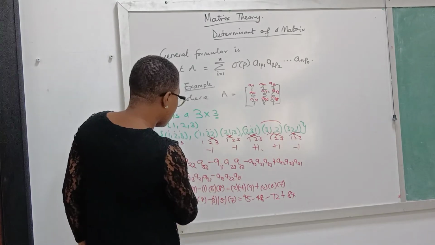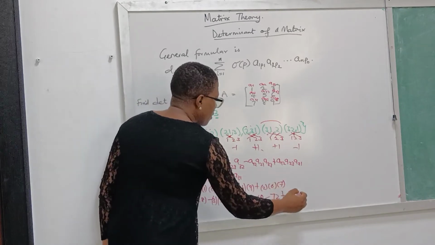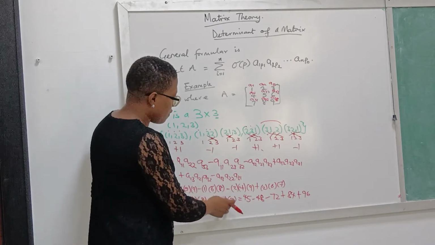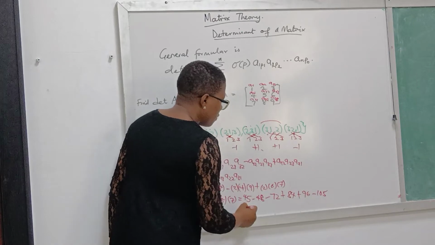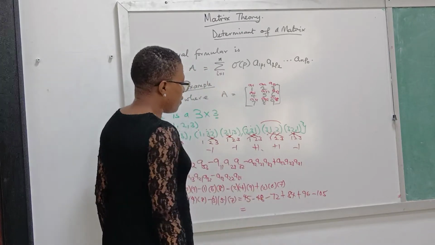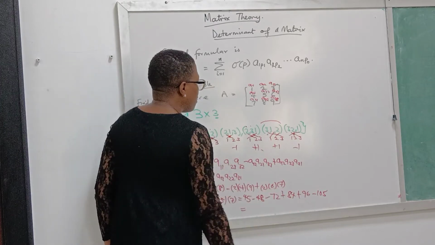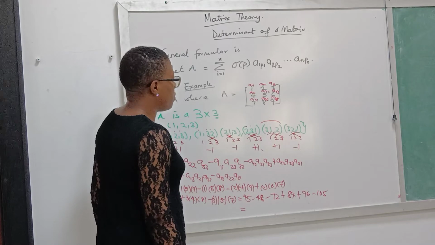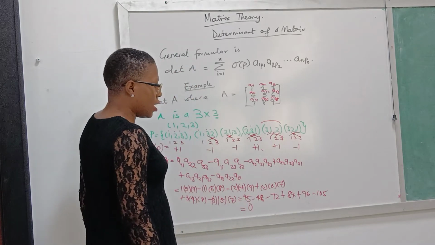We are here now. 12 times 8 is 96, so plus 96. Minus 105. Adding everything up, I got 0. Let me check if I'm correct.